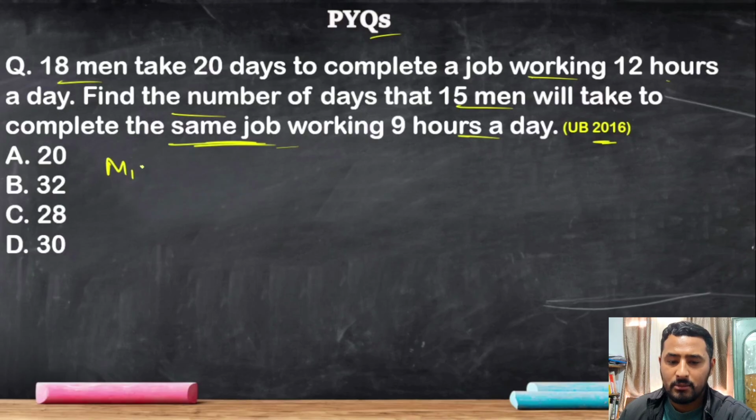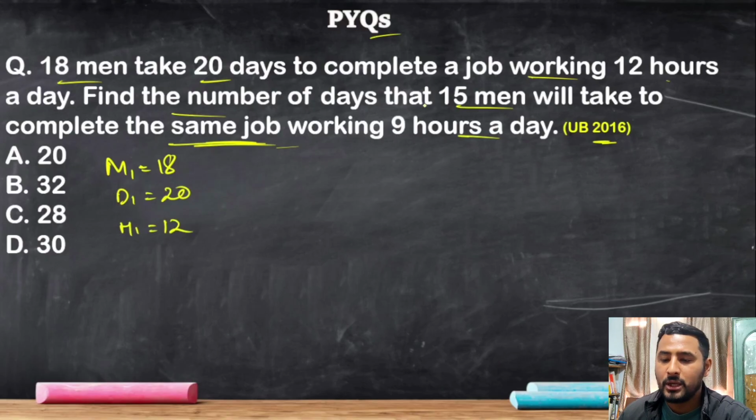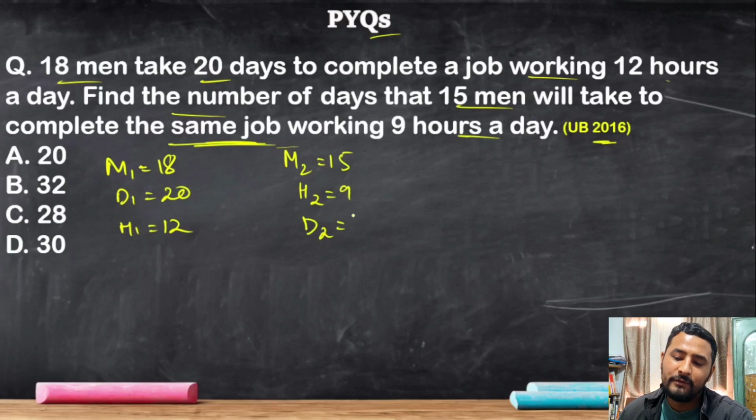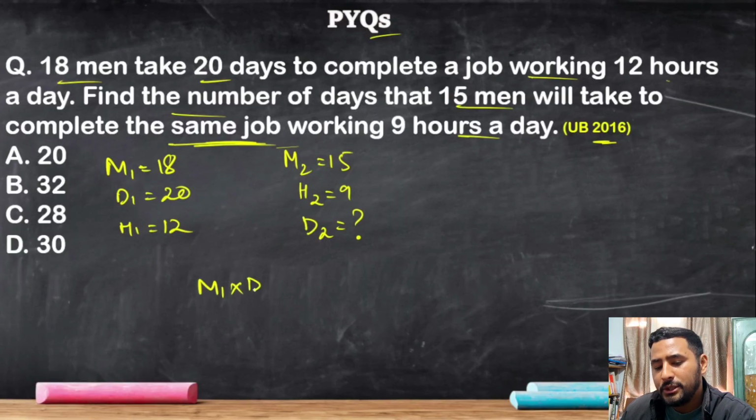Get M1, which is 18. D1 is 20. H1 is 12. For M2, check, M2 is 15 will take the complete same work, and H2 is given as 9. But D2 is not given. That is what you need to find. Use the formula M1 into D1 into H1. They are doing the same work, so it will be equal.